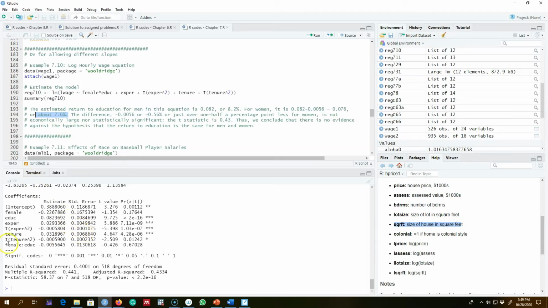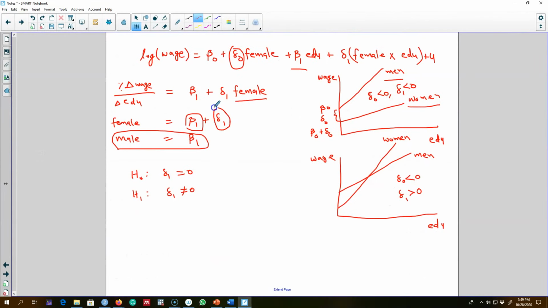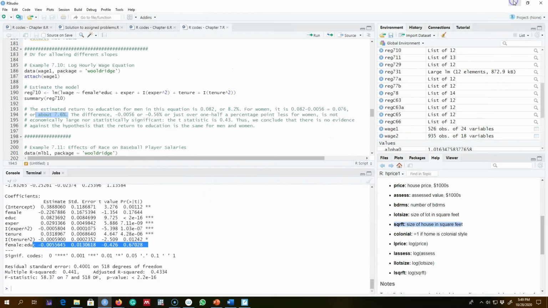So the difference is delta 1 across these two groups. This is the difference in the slope across men and women. That is, whether an additional year of education pays differently across these two genders. But looking at the t-value, we fail to reject the null hypothesis that this coefficient value is no different than 0, which means this impact is statistically insignificant. Therefore, we conclude that there is no evidence that return to education differs across men and women. So that's how you introduce different slopes using a dummy variable.